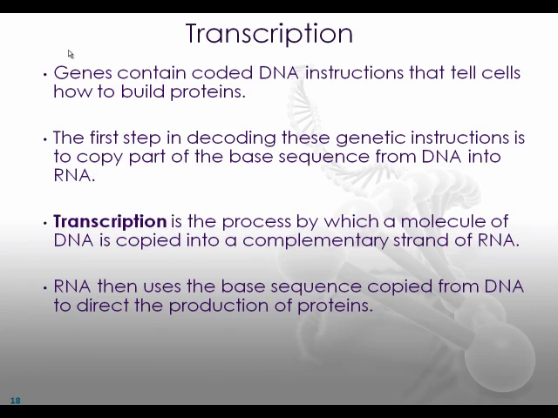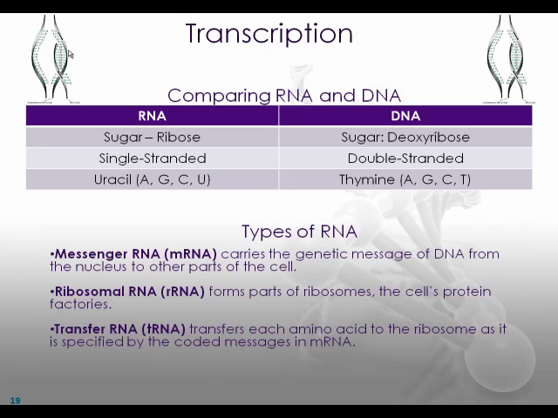Genes contain coded DNA structure that tells cells how to build proteins. Remember, DNA is in the nucleus and proteins are made on the ribosomes. So somehow the genetic code in DNA must get from the nucleus to the ribosomes. This happens because of a process called transcription. Transcription is the process by which a molecule of DNA is copied into a complementary strand of RNA. RNA then uses the base sequence copied from DNA to direct the production of proteins.